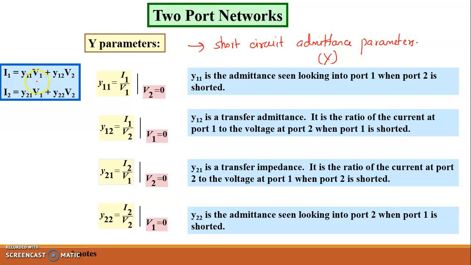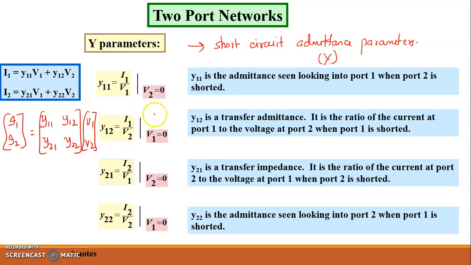So the Y parameters are Y11, Y12, Y21 and Y22, and here we are representing the currents, that is I1 and I2, in terms of V1 and V2. In matrix form I can write the current vector I1 I2 is equal to the matrix Y11 Y12 Y21 Y22 into the voltage vector V1 V2. So this is the matrix representation of the Y parameter.